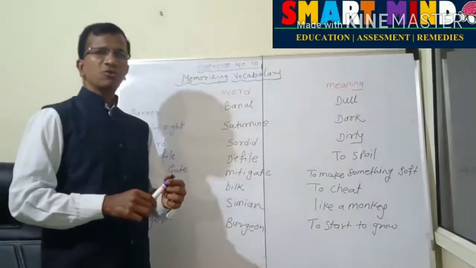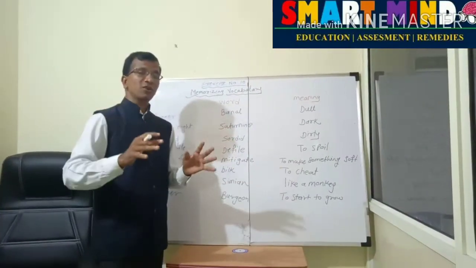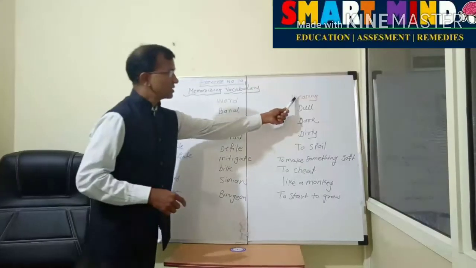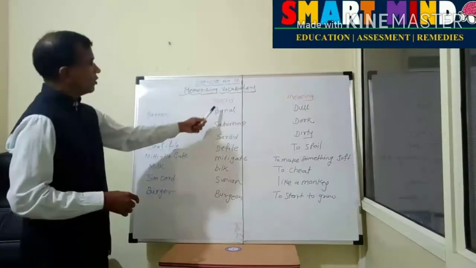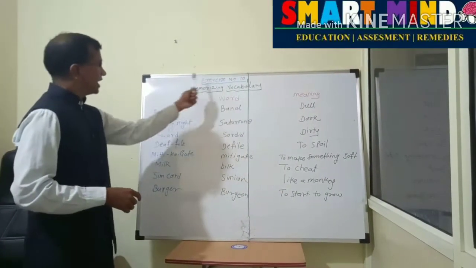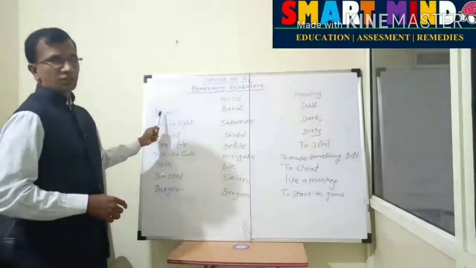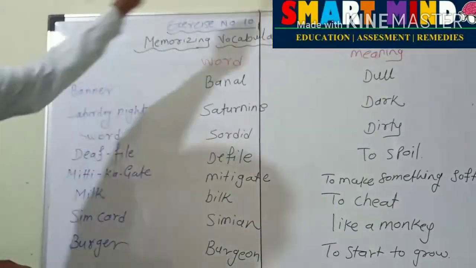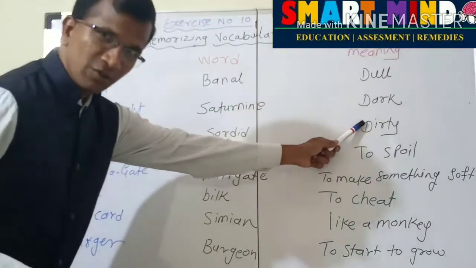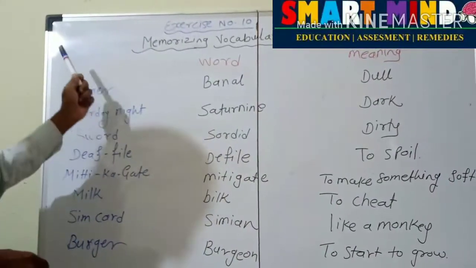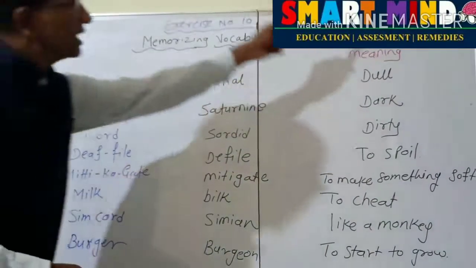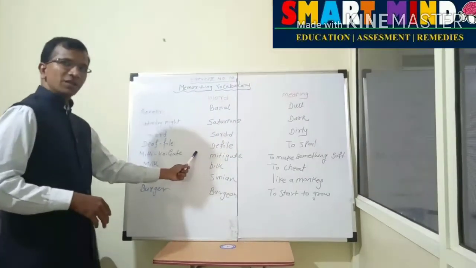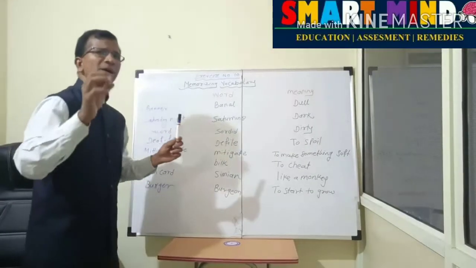Now, how to create it? First of all, what is to be linked? These are the words and these are the meanings. On the basis of these words, we have written separate lists. These are the lists of meanings and words which you are going to link. Automatically, you will come to know what the word is. Try to understand, okay? Now we will start one by one.